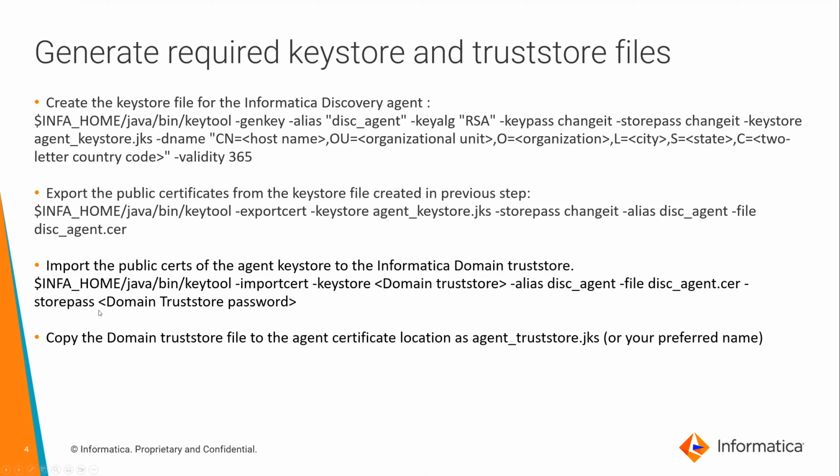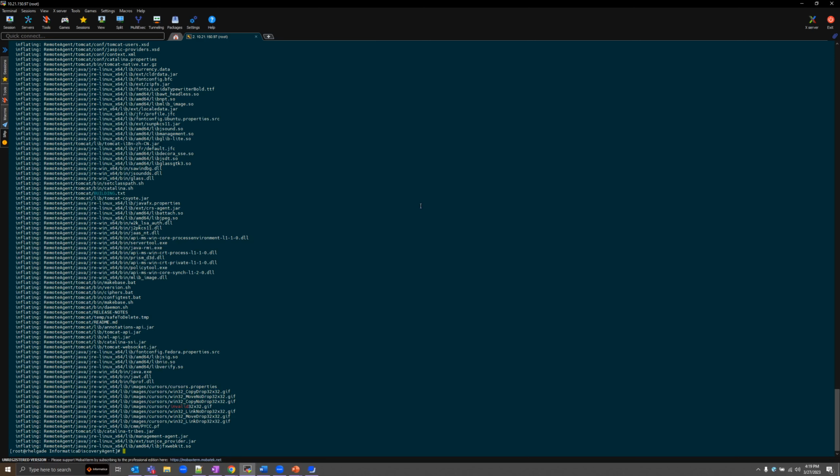Once the public certificates of the agent Keystore have been imported into the domain truststore, we are going to copy the domain truststore to the location where we are storing the agent certificates as the agent truststore file. We are doing this because the domain truststore would naturally contain all the other certificates from your SSL based data sources as well. So you would not need to import them again back into your agent truststore. This would be a recommended way of using the domain truststore as the agent truststore as well. Now let's get back to the server.